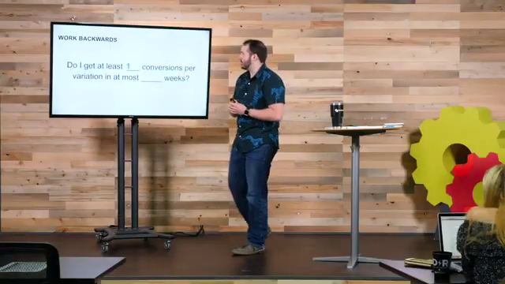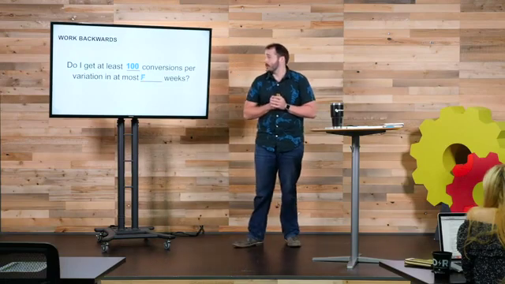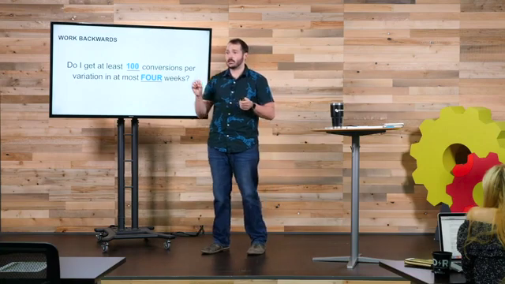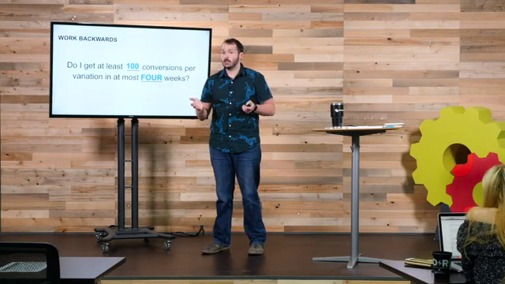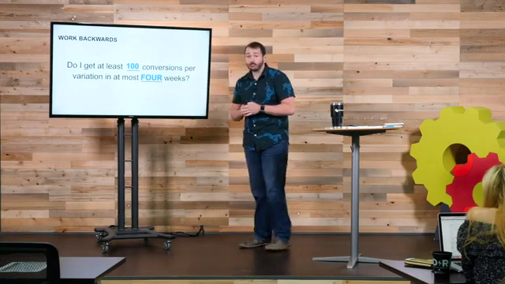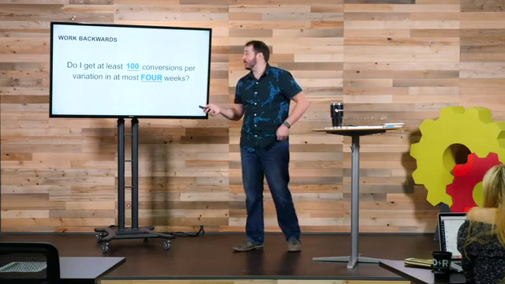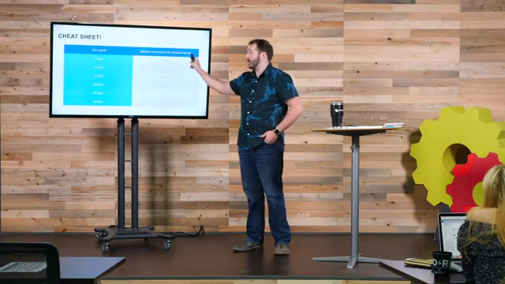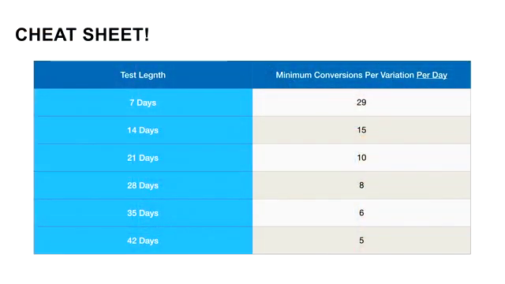So the first thing you need to ask is, do I get at least 100 conversions per variant in at most 4 weeks? I choose 4 weeks because it's about the month level where cookies kind of go bye-bye for people. Here's a super nice cheat sheet. If you had minimum conversions per variation per day, with 2 variations, that's actually 58 conversions you'd need. But you can run a test in 7 days if you get 29 conversions per variation, right?